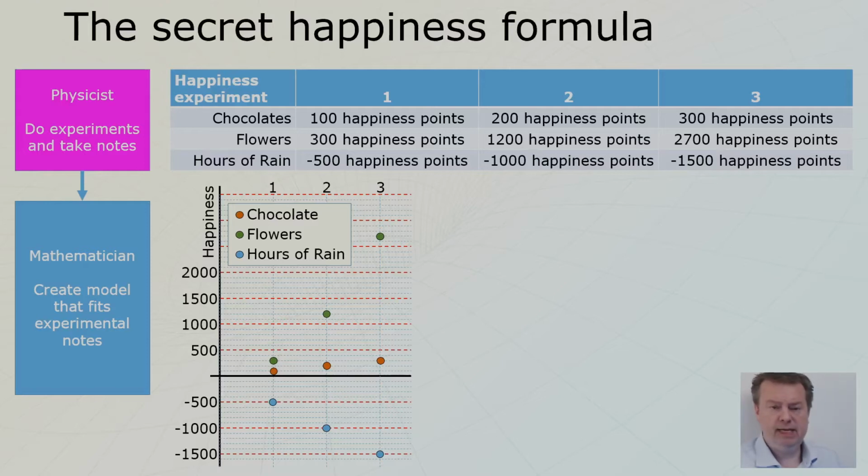Again, we haven't done any math or algebra so far. We just did an experiment, wrote down the results in a table, and then plotted the results in a graph. So far so good. But now a little bit of evilness comes into play from the mathematician. He looks at the chocolate points and he thinks, well, maybe I can fit those points with a straight line. And yeah, it seems reasonable. He tries to do the same for the flowers, but no, a straight line doesn't work. So he has to use some secret evil curve.